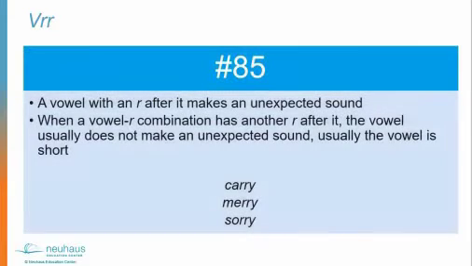Concept 85 deals with vowel RR words. A vowel with one R after it makes an unexpected sound, such as in car or march. However, when a vowel is followed by two R's, the vowel usually does not make an unexpected sound. Rather, the vowel is usually short, as in carry, marry, and sorry.